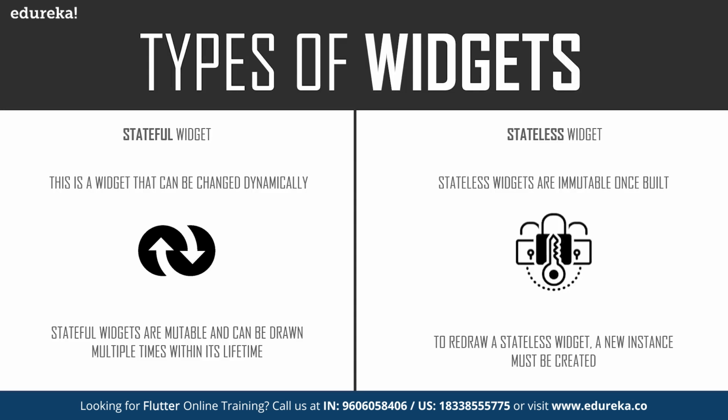So let's go and see what exactly these two are and how they are different from each other. A stateful widget is basically one that can be changed whenever the app is running. It has the ability to be changed dynamically. This means stateful widgets are mutable and can be drawn multiple times within their lifetime. This could be something like a weather card.